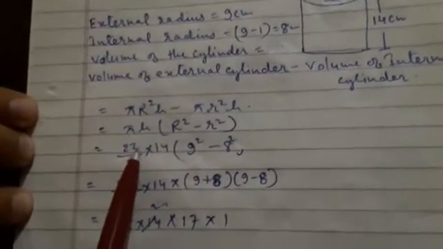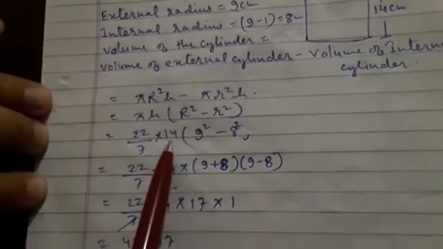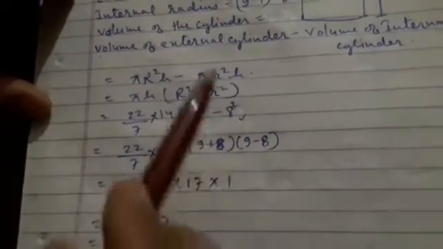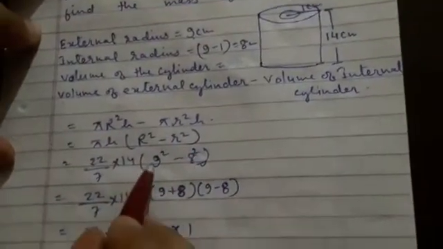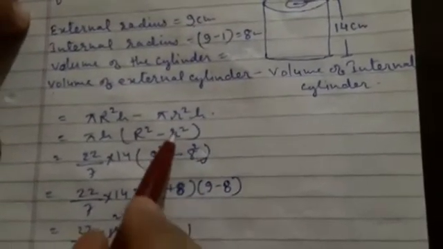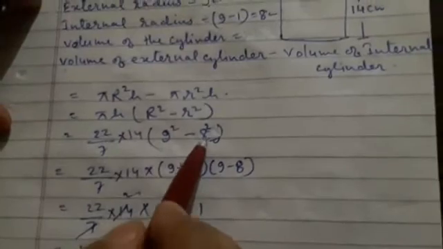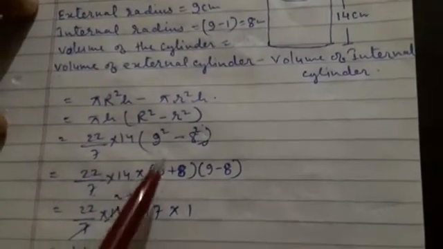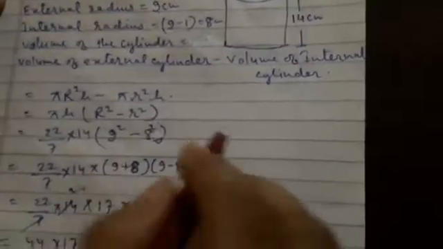So in place of pi we will write 22 by 7 into height, which is 14. It is already given in the question. Inside the bracket we will write in place of capital R, 9 square, minus in place of small r, 8 whole square. So 22 by 7 into 14 into a square minus b square. We will apply this formula.